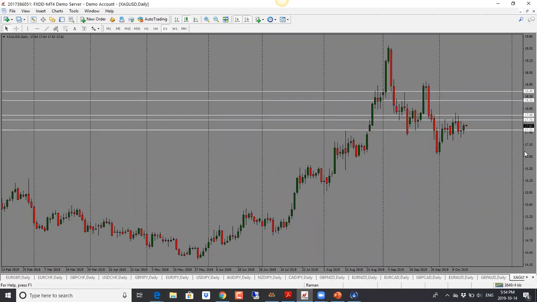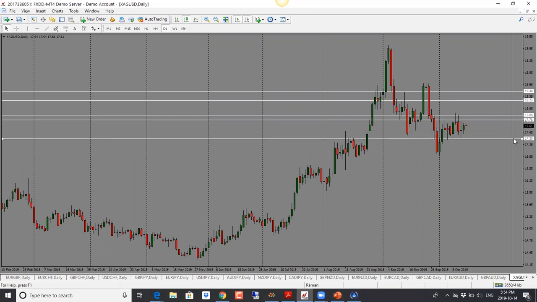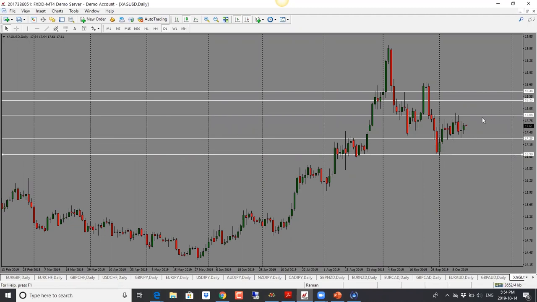Okay, let's look at our silver here. We'll move on to commodities here. Silver is trading in a range at the moment. Price has just been stuck at this level. Market was waiting to see what happens with the US and China.